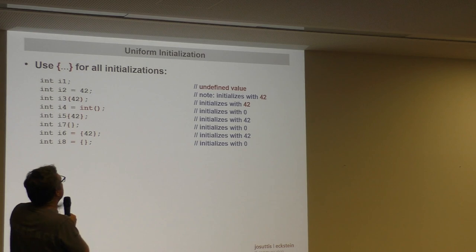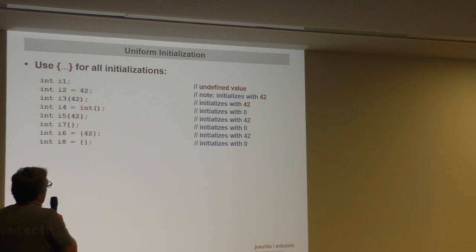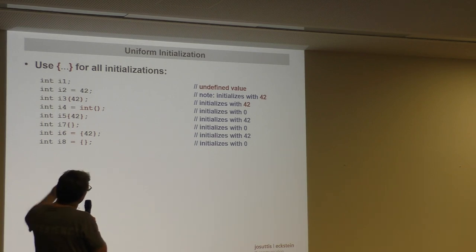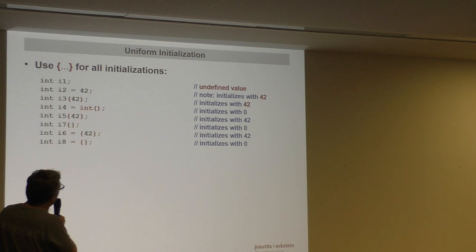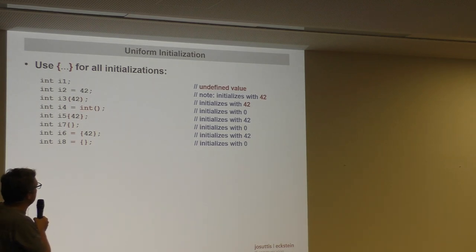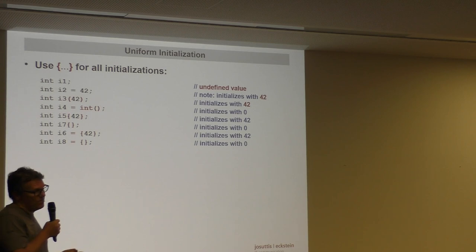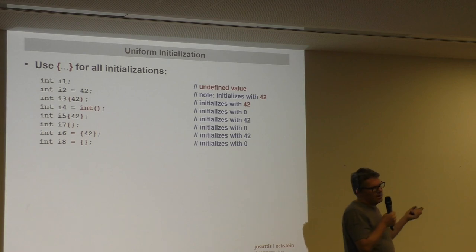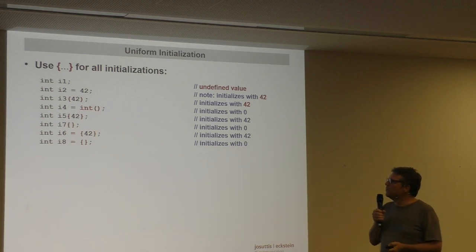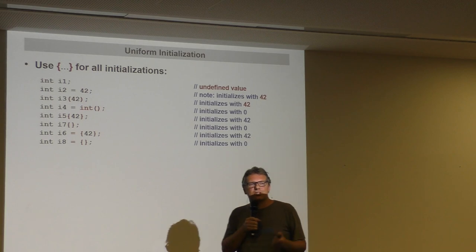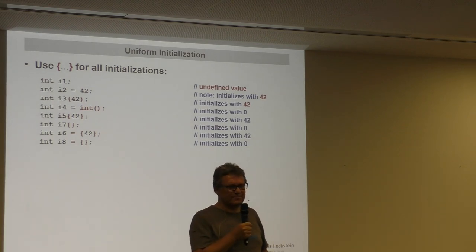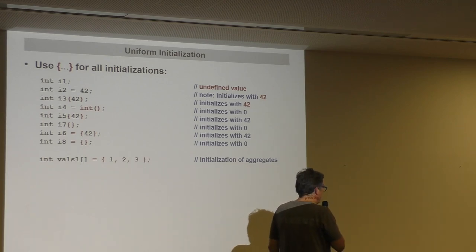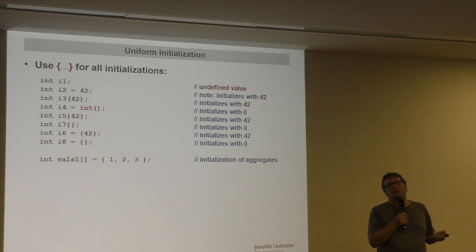So we can now initialize an int with curly braces, with some value or with no value, like i7 here, which more or less corresponds to i4 before. And we can use, of course, equal signs also. And again, with curly braces, with some value to initialize and some not giving a value to initialize. So we have eight different ways to initialize an int. Is this all? No. We come to that in a moment.